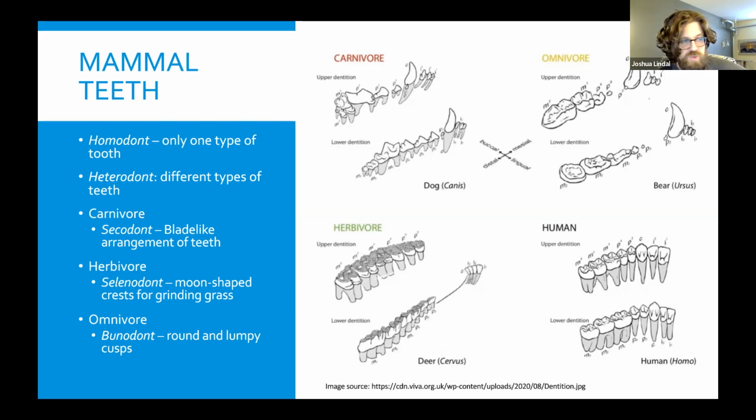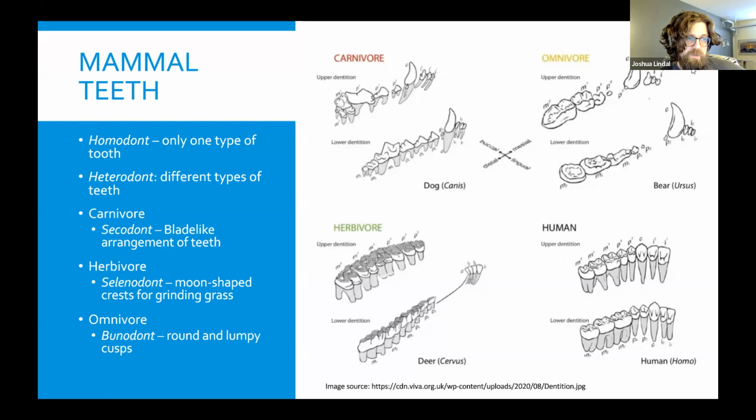So we have a type of tooth called bunodont. Bunodont molars have round, lumpy cusps. They're not great for slicing up raw meat, and they're not great for slicing up grass or leaves, but they're very good at doing a lot of different things, like chewing nuts or root vegetables, or mashing fruit or berries. There's a lot of different things we can do with bunodont teeth. So we're less specialized, but it means that we can eat a wider variety of foods.